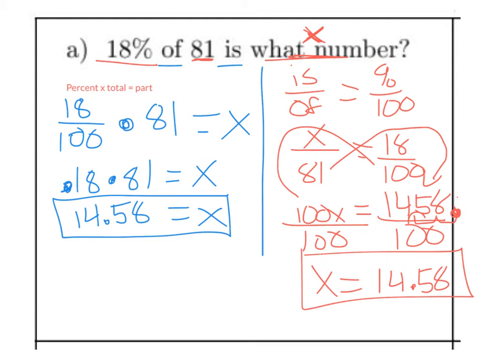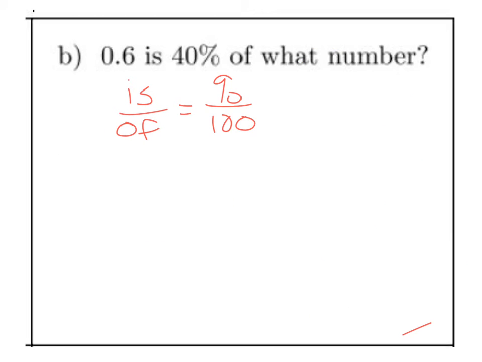So there it is. After here, you'll have your choice of picking which method you like the best, and we'll see what happens. So when I solve these, I tend to like the is over of equals percent over 100. Because all we really need to do when we look through these is basically try to figure out what is missing. We know the 0.6 is the is, because it's telling us 0.6 is 40% of your number.